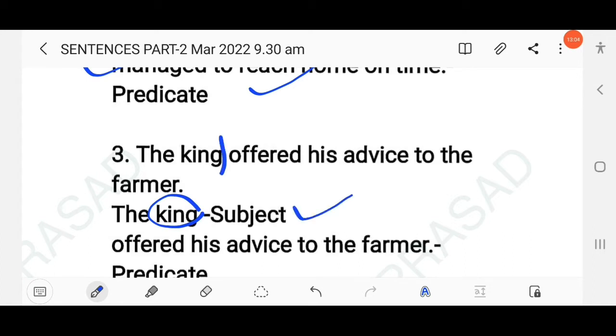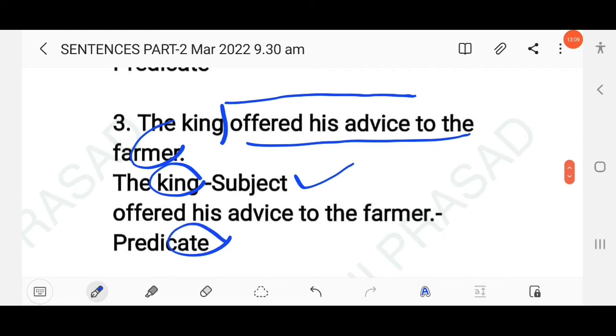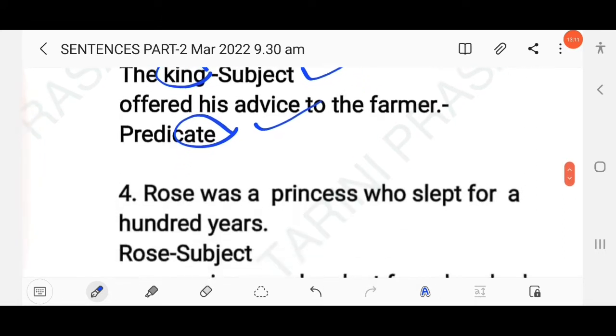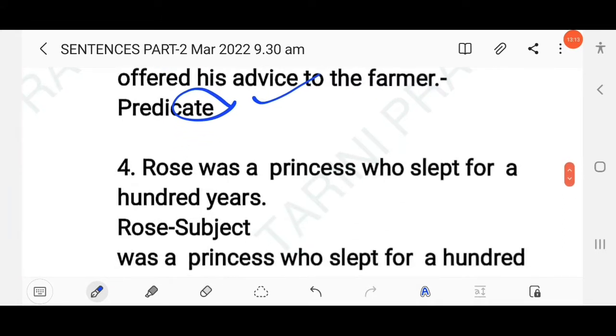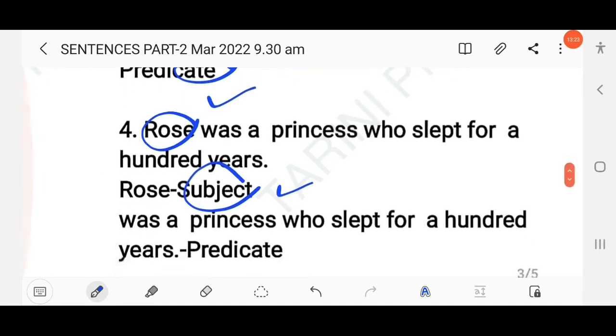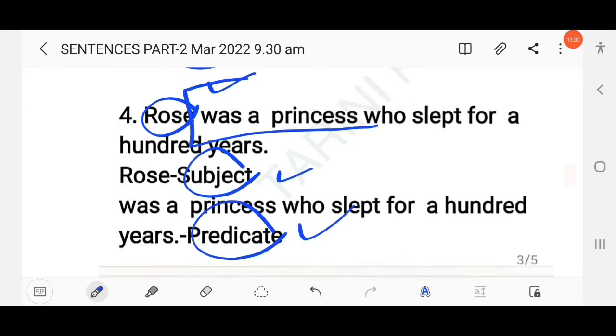The king is the subject, and the remaining part, offered his advice to the farmer, is the predicate. Okay. The next: Rose was a princess who slept for 100 years. Who is the sentence about, right? Rose. The subject is Rose, and the remaining part, was a princess who slept for 100 years, is the predicate. Okay, and the verb part starts from "was," right?